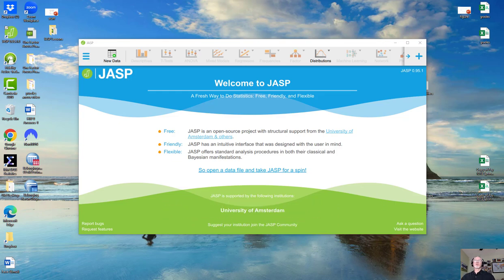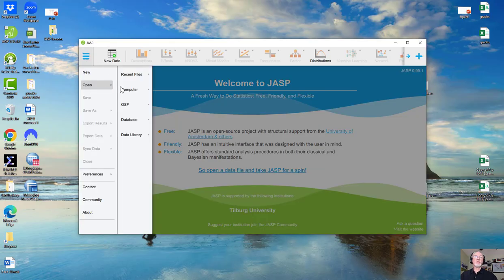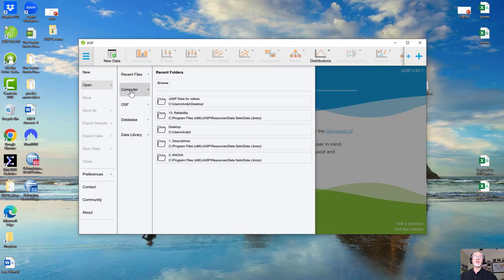Hi, this is lesson 14 in the use of JASP and understanding statistics. And today we're going to do a recap on the simple independent groups t-test, one of the most fundamental tests in statistics. Opening up a file that we've been working on.